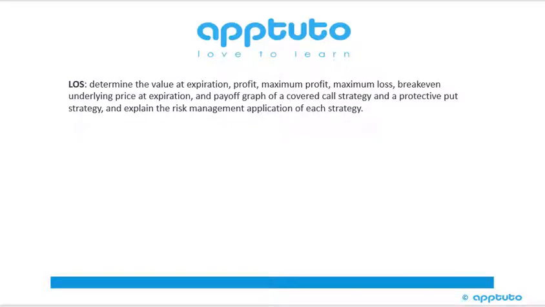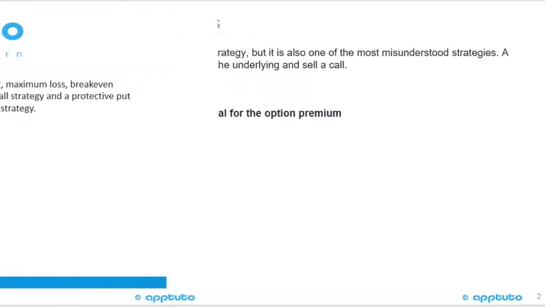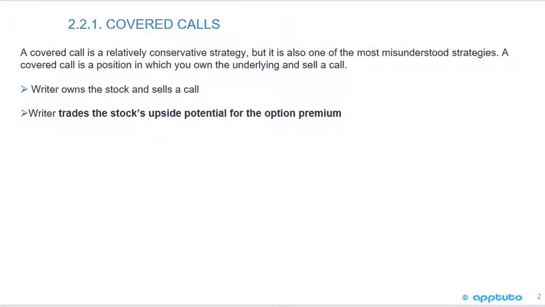This LOS is to determine the value at expiration, profit, maximum loss, break-even underlying price at expiration, and payoff graph of a covered call strategy and a protective put strategy, and explain the risk management application of each strategy. So first we're going to look at covered calls, and a covered call is a relatively conservative strategy, but is also one of the most misunderstood strategies.